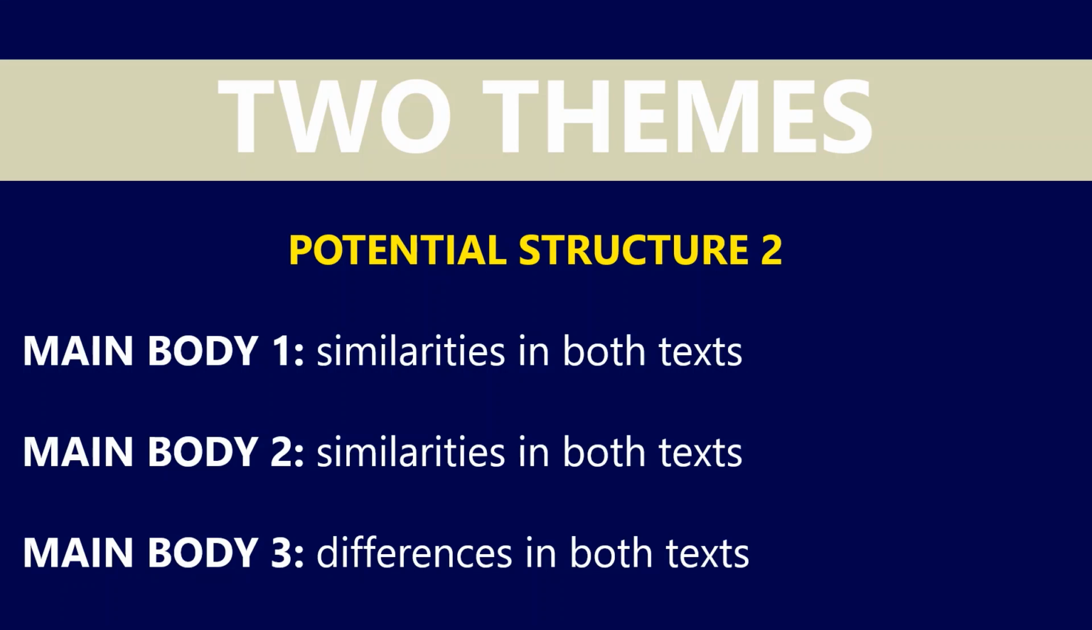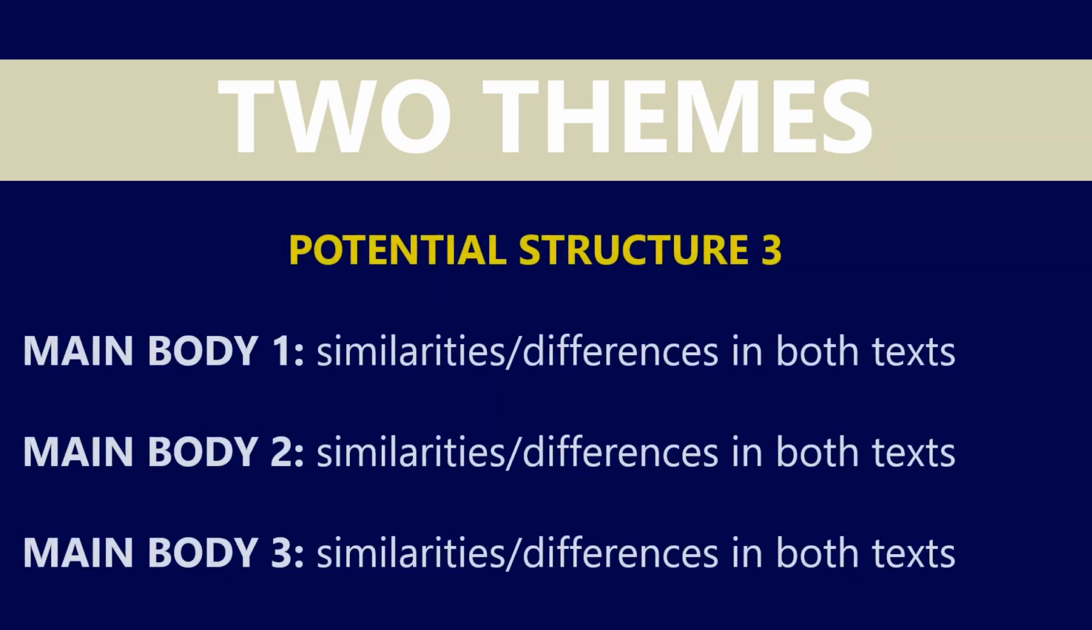Another way you could structure your piece could be to look at the similarities in both texts and formulate three different ideas. So the first two ideas might focus on similarities, and the third one might focus on differences. Another way to go about it, of course, is, I guess, the safest option, which is to look at similarities and differences in both texts for all your paragraphs. Again, I consider this structure a bit of a safety net.